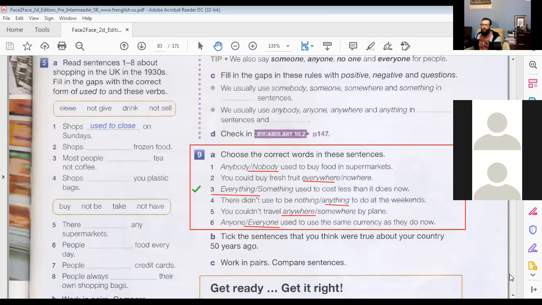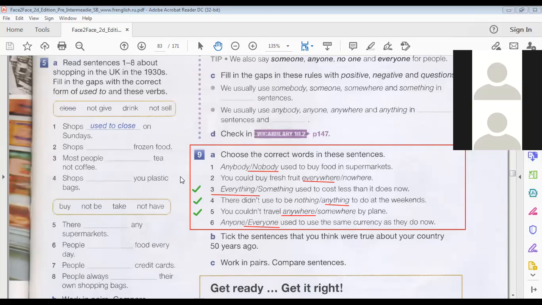Number 4 also true. 5 also true. Okay. Number 5. Okay. Yes. Who has any other ideas? What do you think, Dua? Do you think any of the other sentences are true? Number 5, you couldn't travel anywhere by plane?